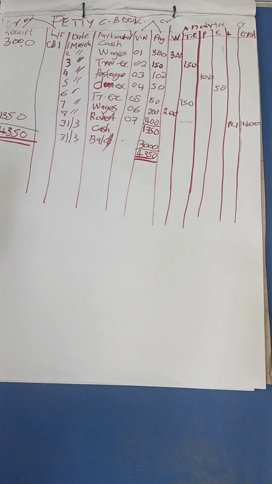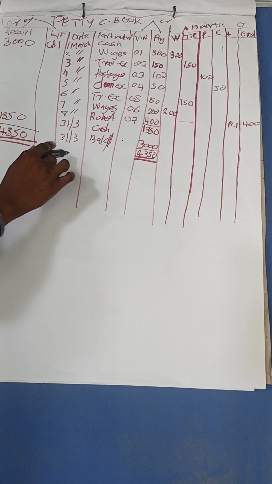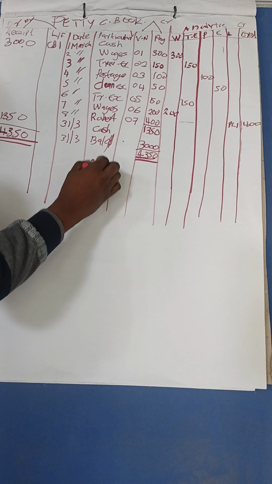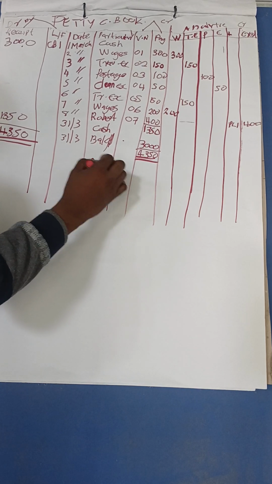So our account has balanced. I have agreed with the petty cashier that we have spent 3,000, and if we balance, we have that. So at the end of the day, the balance carried down, the balance brought down now will come here. Balance brought down. That's the balance brought down.